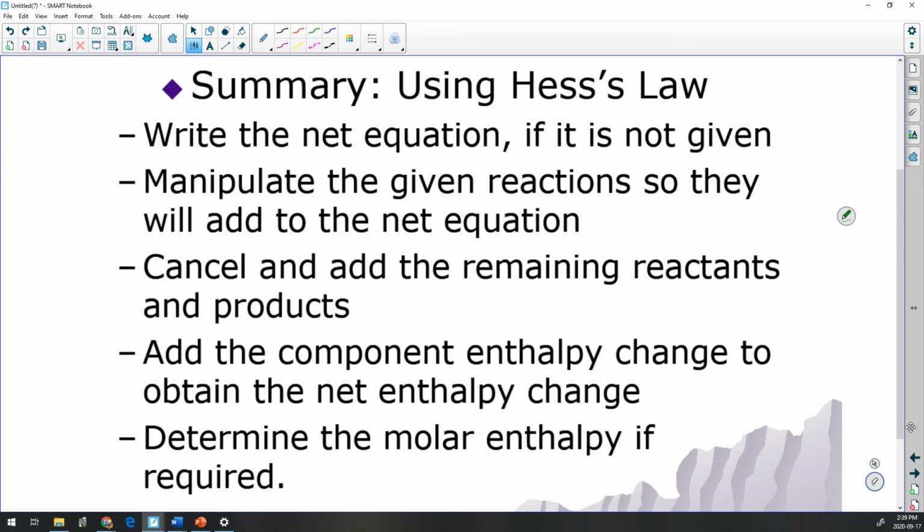If I need dinitrogen tetraoxide over here, I may have to flip an equation and divide it by 2, or multiply by half, but I like to multiply by fractions. You're going to cancel anything that's on both sides and then add the energy changes together. And if it asks you for molar enthalpy, you're going to have to divide by the number of moles in your chemical reaction. So if, in that last one, we created 2 moles of carbon dioxide, I would have had to divide it by 2.